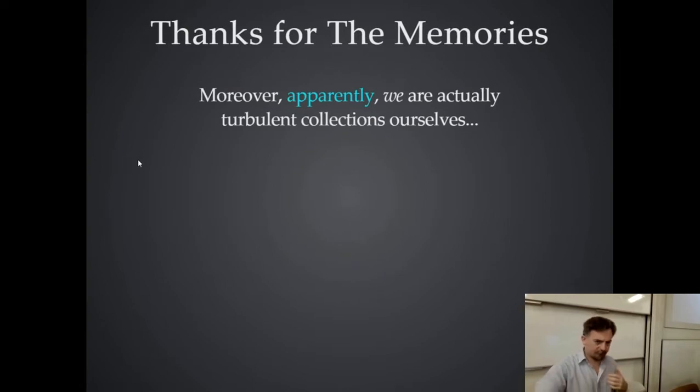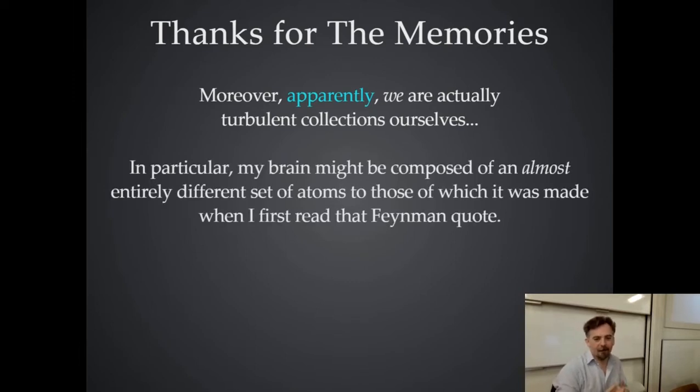So not only are the objects we were talking about turbulent collections of atoms that are actually a bit fuzzier than you might think, it's actually true of people. It turns out that my brain might be composed now of an entirely different set of atoms to the ones it was made of when I first heard that Feynman quote, 25 years ago, because we are constantly recycling our atomic composition. As we eat, new matter is coming in and going out. So you're not made of the same atoms from year to year, but you're still the same person in some sense.